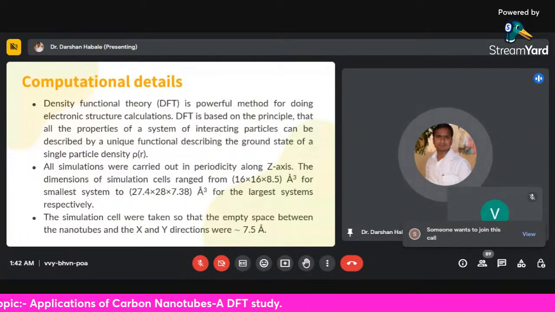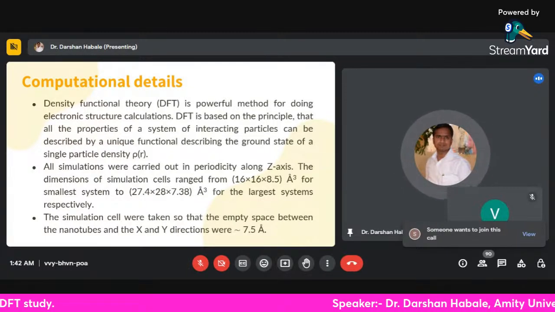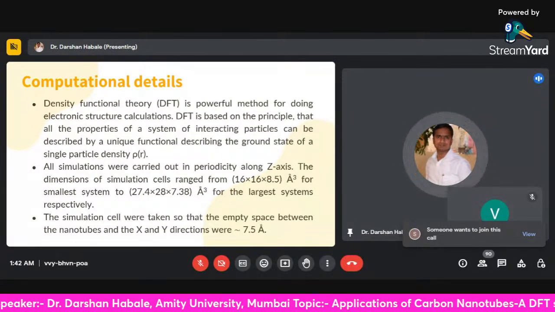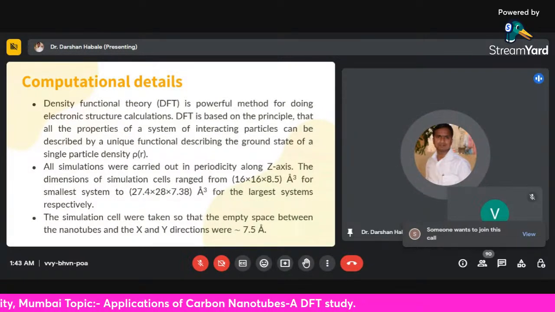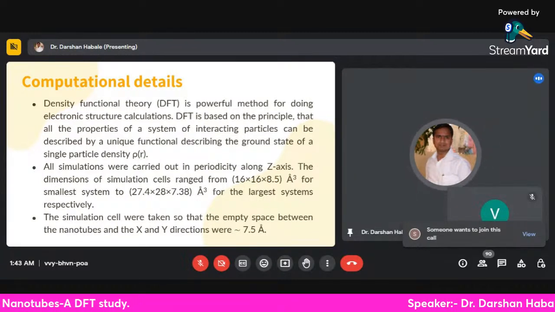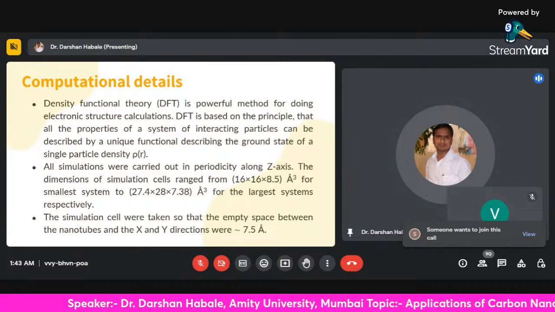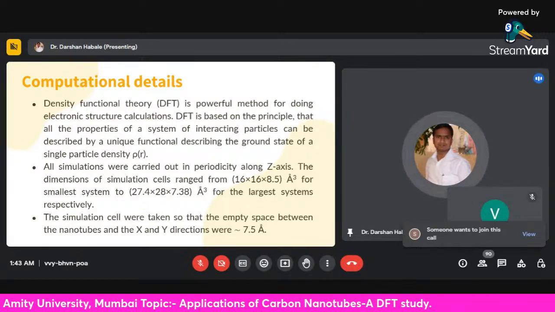The simulation cell was taken so that the empty space between the nanotube in the x and y directions will be 7.5 angstrom. This is chosen because there should not be any interaction between two cells along x and y. The cell is continuous along the z-axis, but it is not continuous along x and y. So that minimum distance is taken as 7.5, but maybe more than 7.5, to avoid interaction between two carbon nanotubes or two sodium atoms or two hydrogen atoms of the neighboring cells.